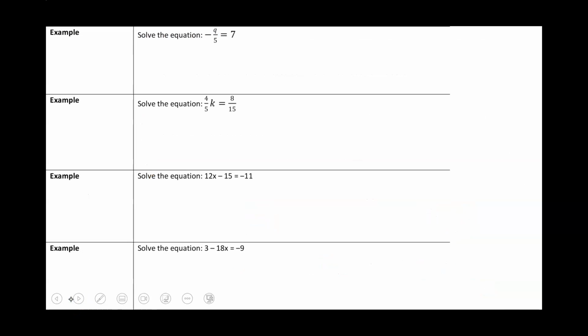Next, we have negative q over 5 equals 7. Now let's think about the operation. The q is being divided by 5, and the inverse of division is multiplication. So we are going to take the division by 5 and use its inverse. So we're going to multiply by 5. But if you multiply just by 5, the negative doesn't go away. So we have to make sure we multiply by negative 5. The negative times the negative is a positive. The 5s are going to cross out, and we're going to get q equals negative 35.